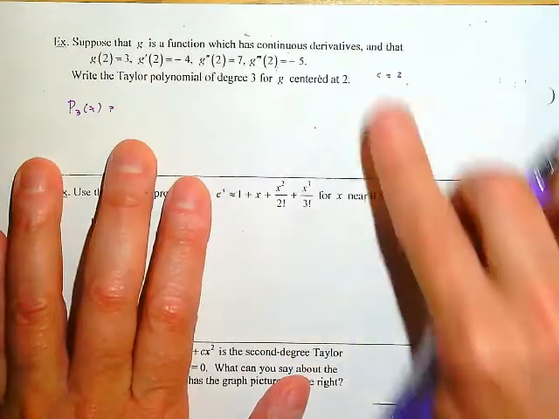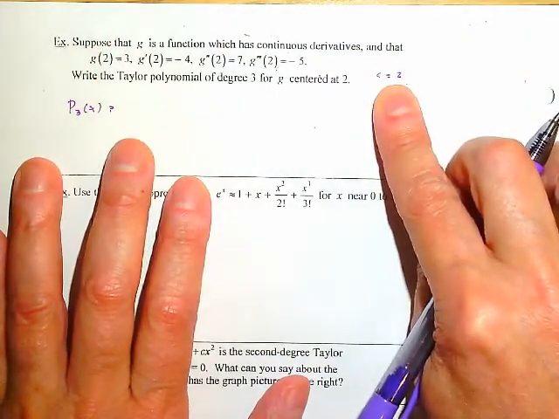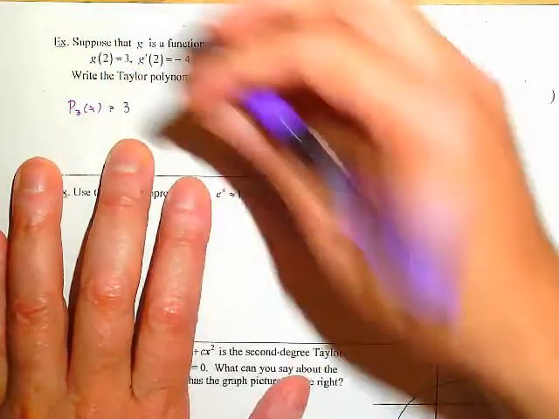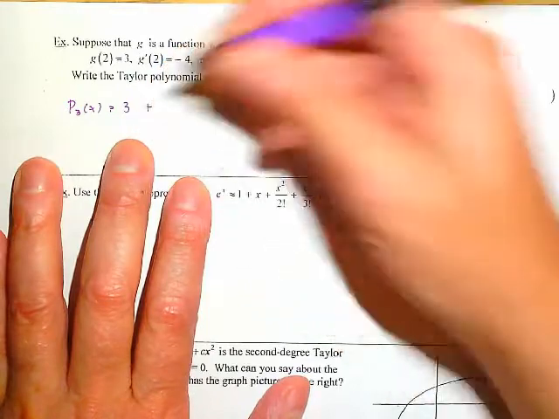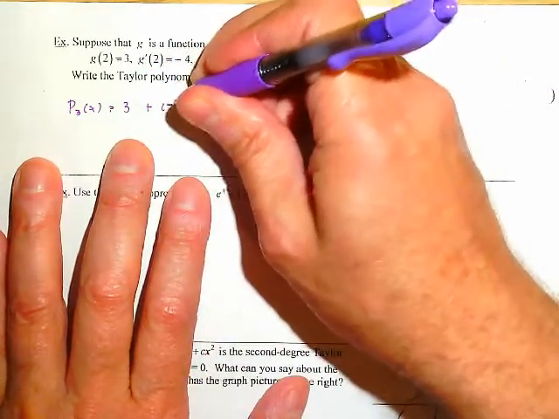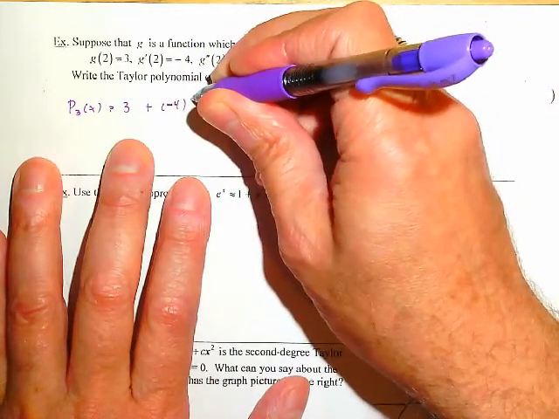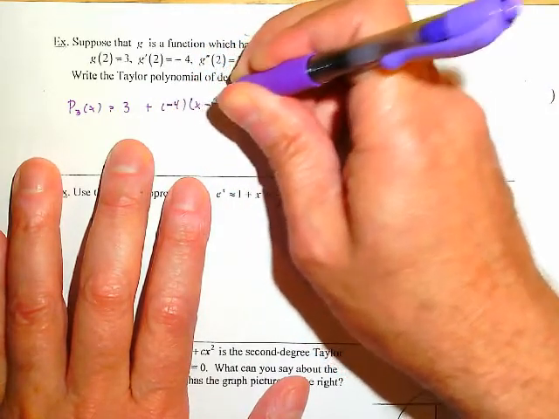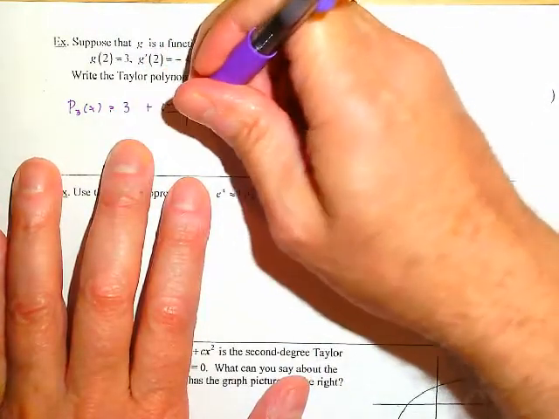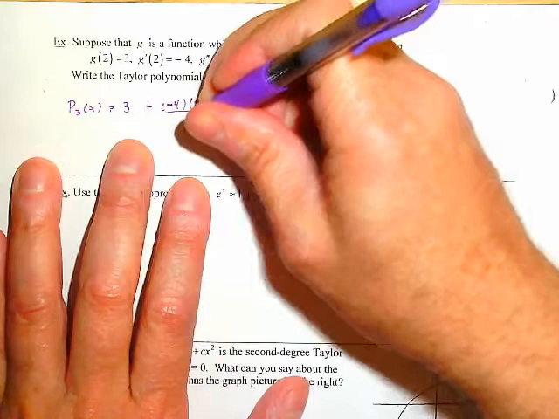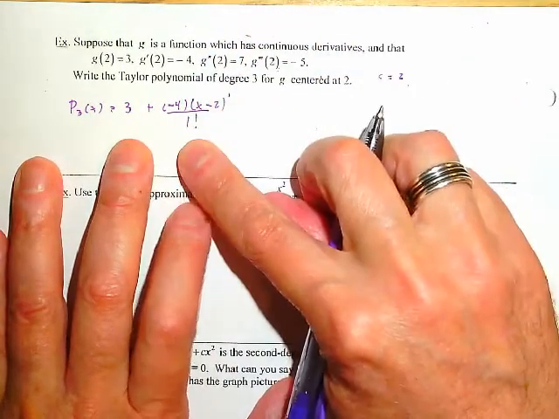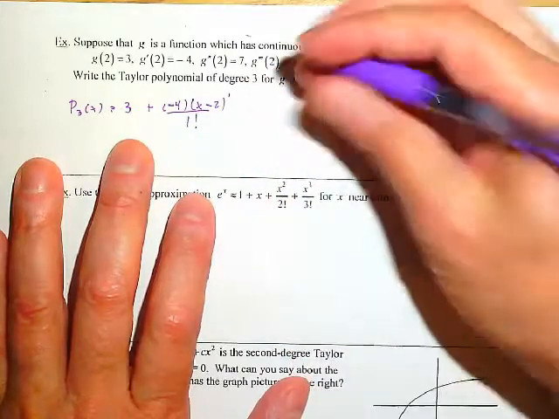is my first value, g of 2, which is 3. Plus my second term comes from the first derivative, negative 4, times x minus 2, because it's centered at c equals 2, divided by 1 factorial. We've got x minus 2 to the first power, and 1 factorial to go with that.